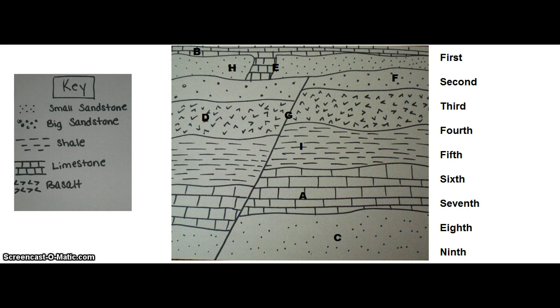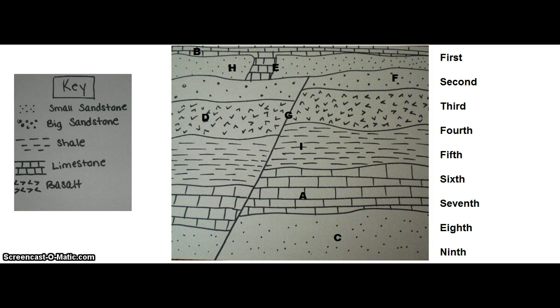So as you can see on the screen at the right we have all of our processes written down: first, second, third, fourth, fifth, sixth, seventh, eighth, and ninth. There's 9 formations in this rock section. In the middle we have our rock section shown with each formation labeled A through F, and on the left hand side we have our key. The small dots are small green sandstone, the bigger dots are big green sandstone. We have shale, limestone, and basalt.